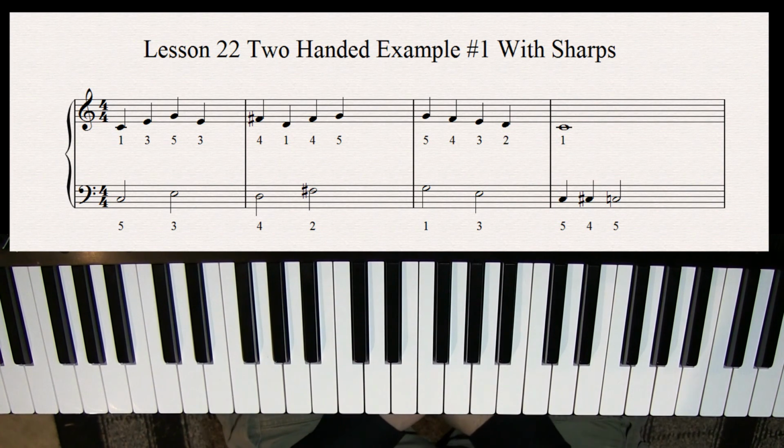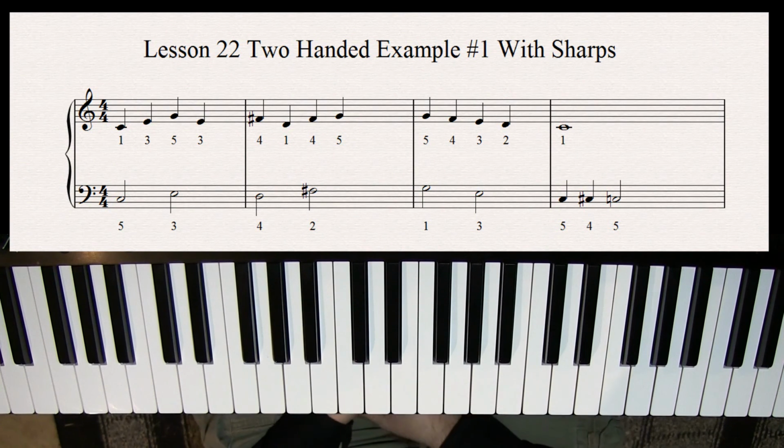So here we have the lesson 22 two-handed example, number 1. Let's take a look at that. Okay, so this one is with sharps. If you notice, there's only a couple sharps in here. I count 3, I believe.